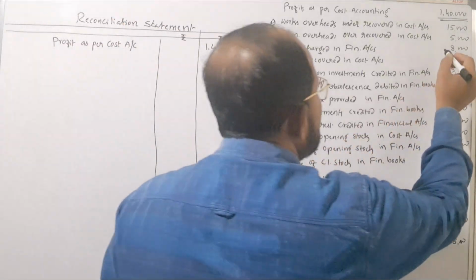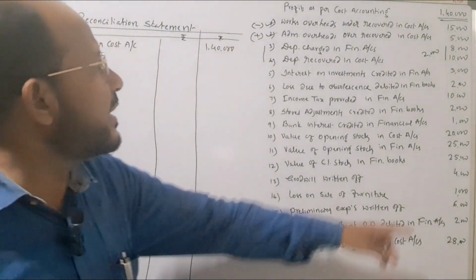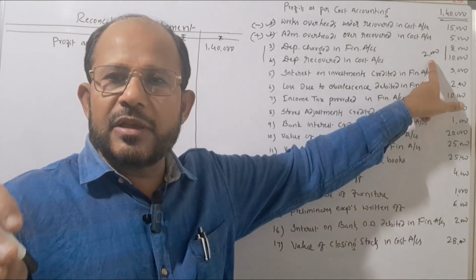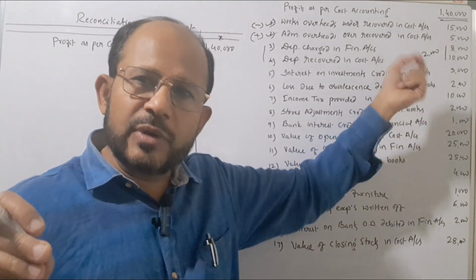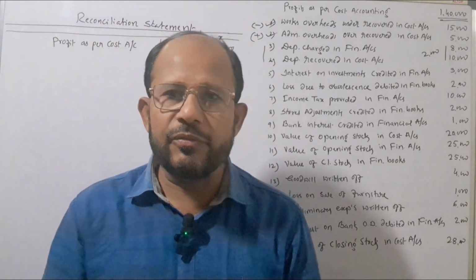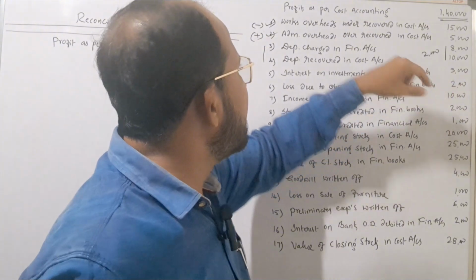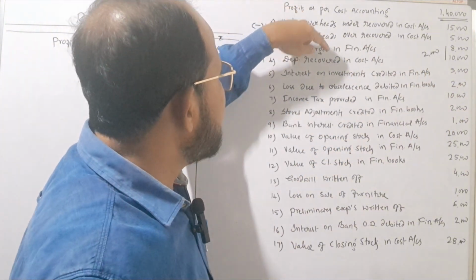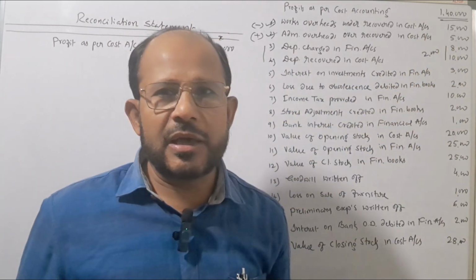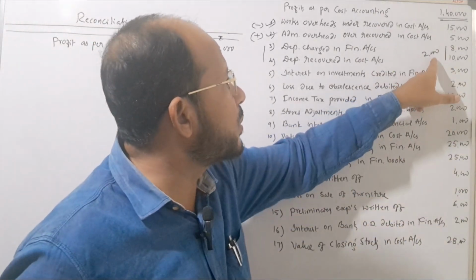In cost accounting it is 10,000 and in financial accounting rupees 8,000. What is the difference here? The difference is rupees 2,000. I told you that if the depreciation is given as per cost accounting as well as financial accounting in the problem, we have to record only the difference in the reconciliation statement. The estimated depreciation as per cost accounting was rupees 10,000, but actual depreciation charged in financial accounting is rupees 8,000. That is why a difference of rupees 2,000 is there.